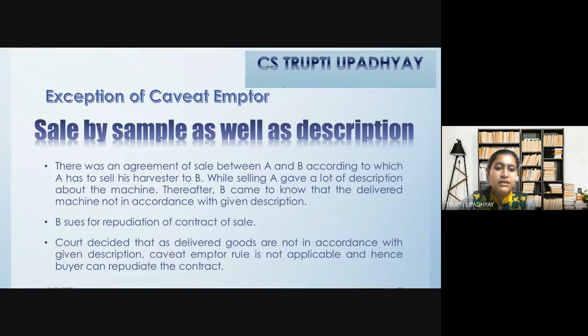In this example, there was an agreement to sell between A and B, according to which A has to sell a harvester to B. While selling the harvester, the machine, A gave a lot of description about the machine. On delivery, B found that the machine's description and the delivered product are not matching. So B sues for repudiation of the contract. The court decided that the delivered goods are not in accordance with the given description. Caveat emptor shall not be applicable in this case, and hence the buyer can repudiate the contract and reject the goods.